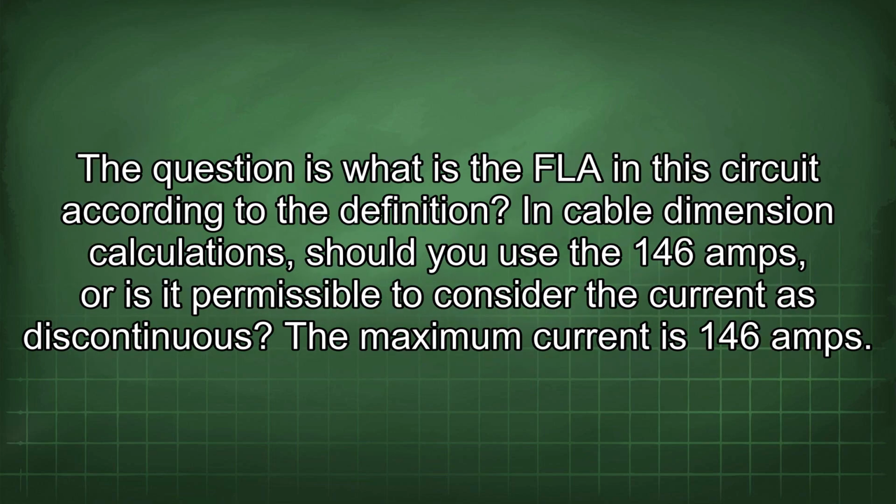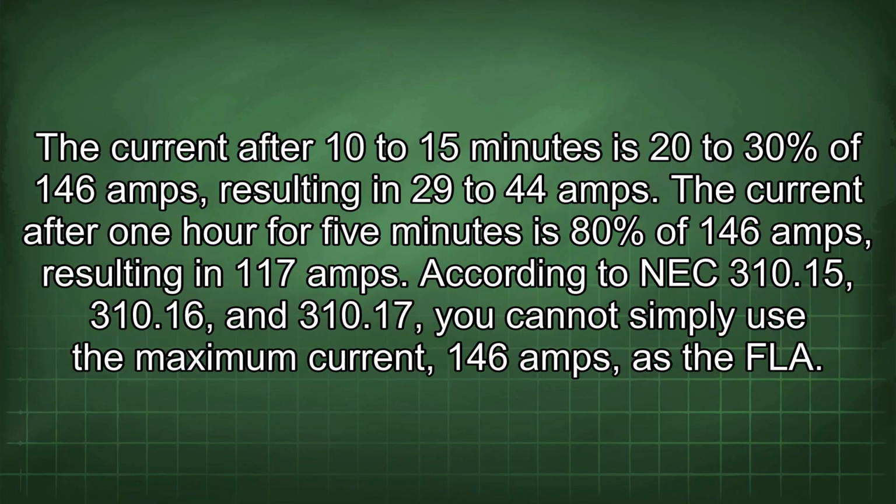The question is, what is the FLA in this circuit according to the definition? In cable dimension calculations, should you use the 146 amps, or is it permissible to consider the current as discontinuous? The maximum current is 146 amps. The current after 10 to 15 minutes is 20 to 30% of 146 amps, resulting in 29 to 44 amps. The current after 1 hour for 5 minutes is 80% of 146 amps, resulting in 117 amps.